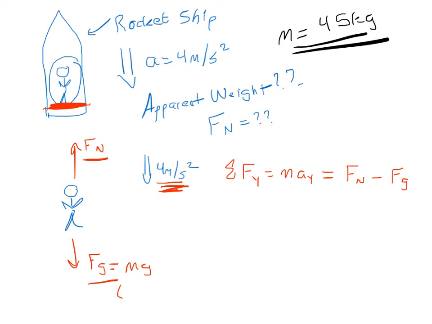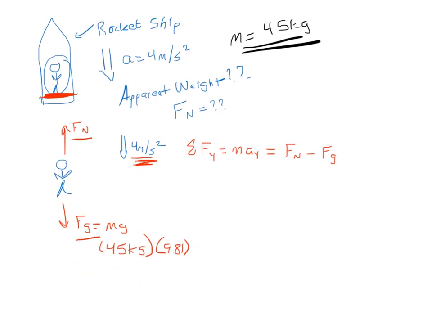So the mass is 45 kilograms times 9.81, which would make his force of gravity equal to 441.45 newtons. Kind of forgot what units we were talking about. All right, so his mass is 45 kilograms, because I gave it to you.